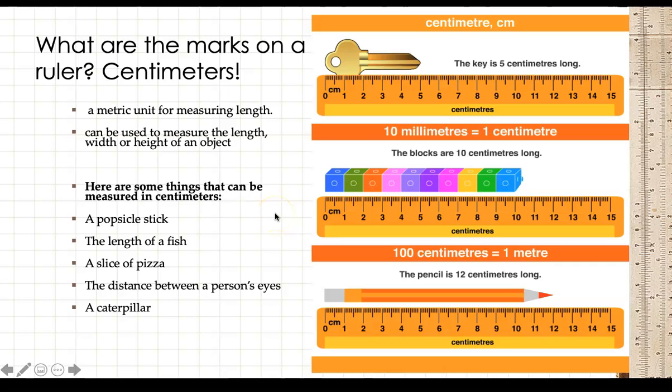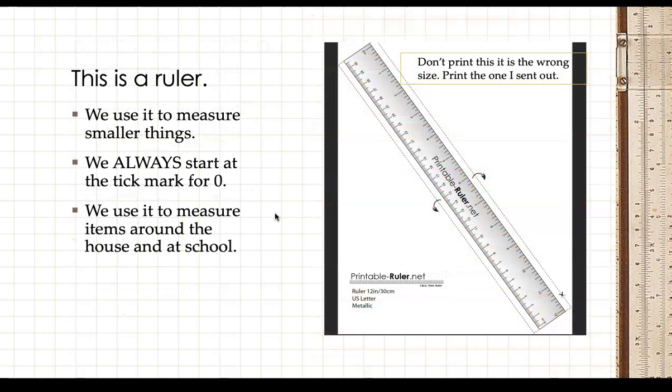Here are some things that you can measure in centimeters. Popsicle sticks, the length of a fish, a slice of pizza, how far it is from one eye to the other, a caterpillar. So we measure smaller things using centimeters.